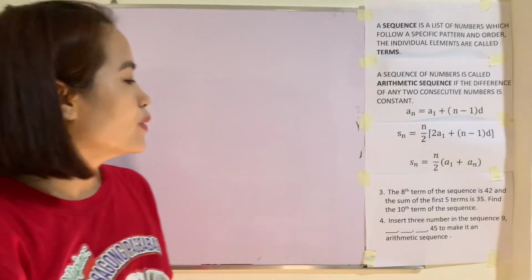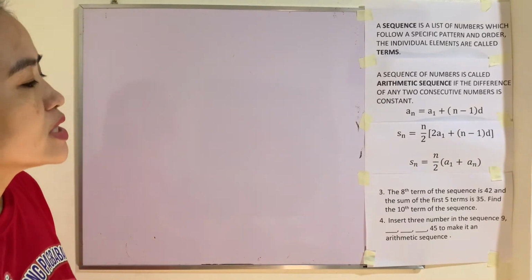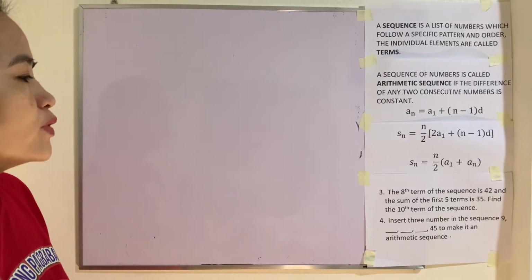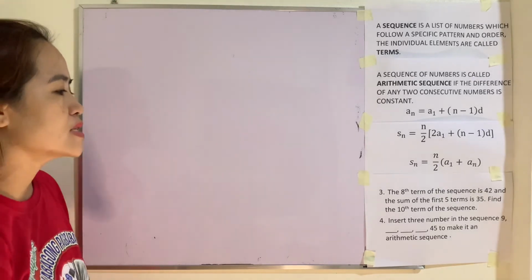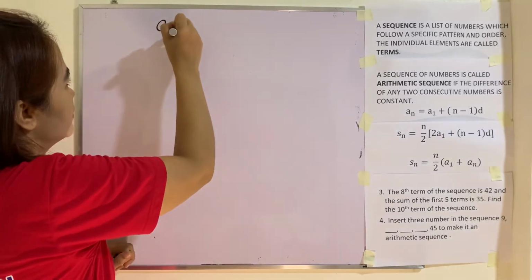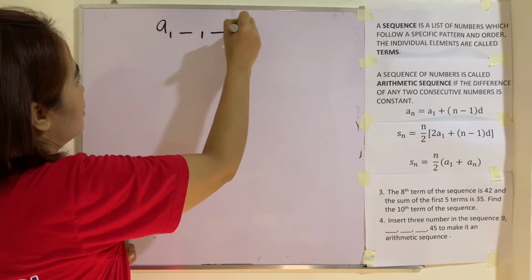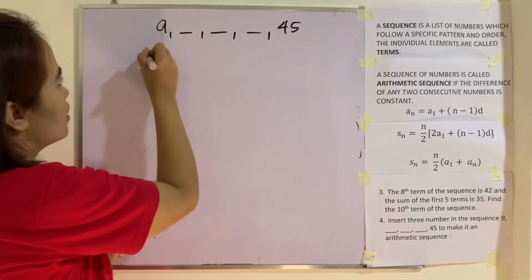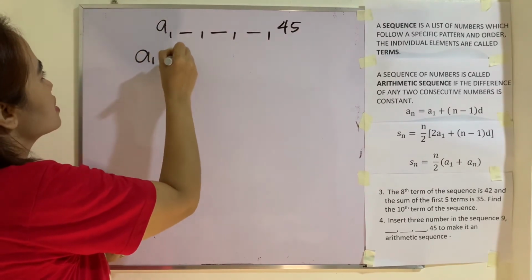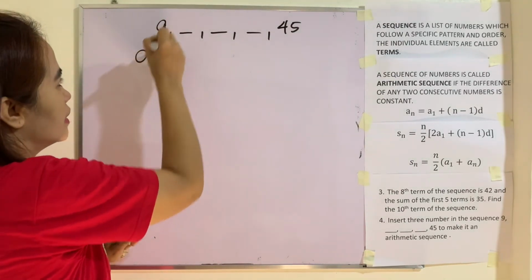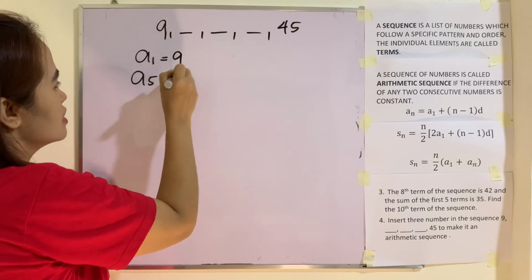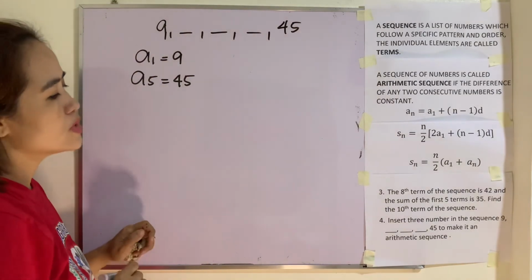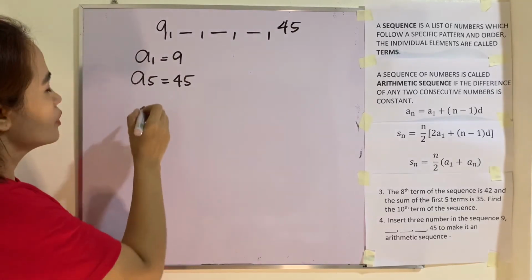Example number 4. Insert 3 numbers in the sequence 9, blank, blank, blank, 45 to make it an arithmetic sequence. So we have 9, blank, blank, blank, and 45. Okay, so our a sub 1 is 9. And our a sub 5 is 45. Okay, so we do not know yet, of course, our D.